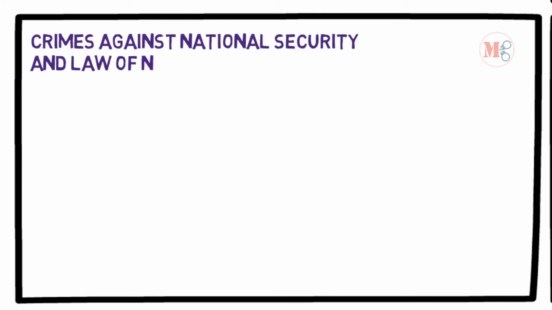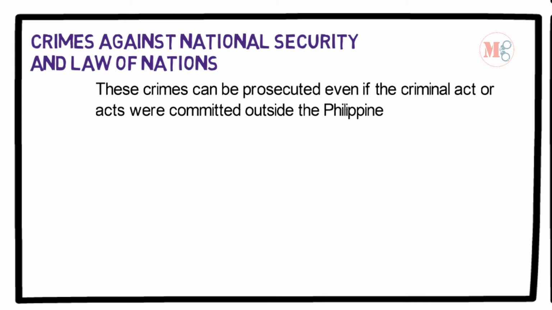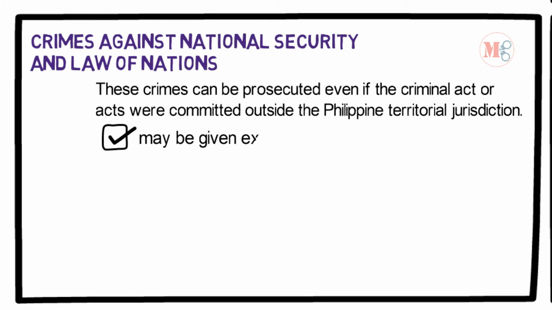Now let us discuss their common denominator. These crimes against national security and law of nations can be prosecuted even if the criminal act or acts were committed outside the Philippine territorial jurisdiction. This is one of the instances where the Revised Penal Code may be given extraterritorial application under Article 2, Paragraph 5 thereof.